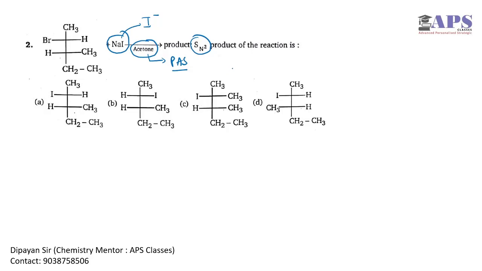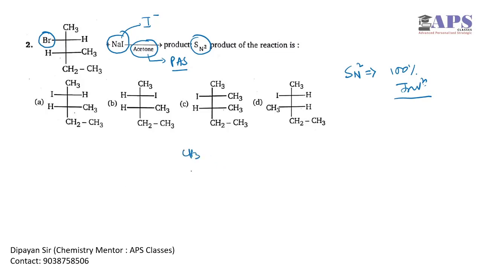Okay, so here we have a Fischer projection, and bromine is the leaving group here. So in SN2 reaction, we know Walden inversion. In SN2 reaction, we have backside attack. So 100% inversion product is formed in case of SN2.